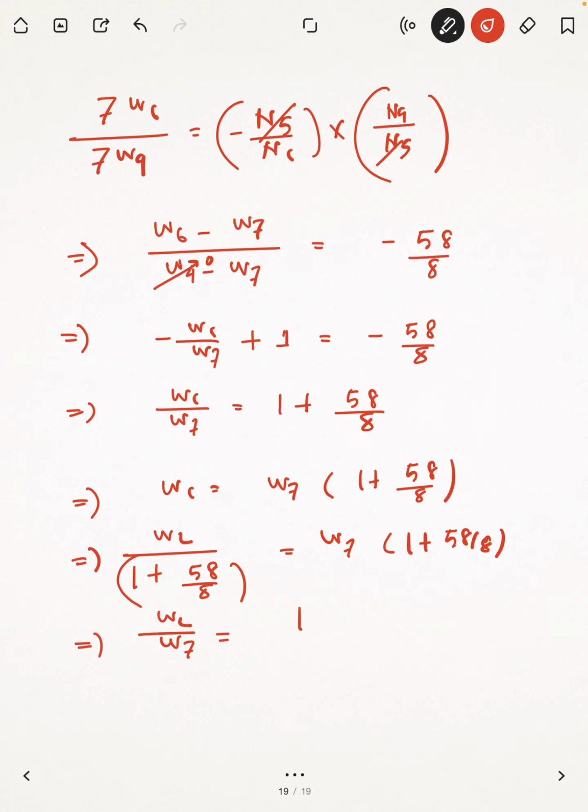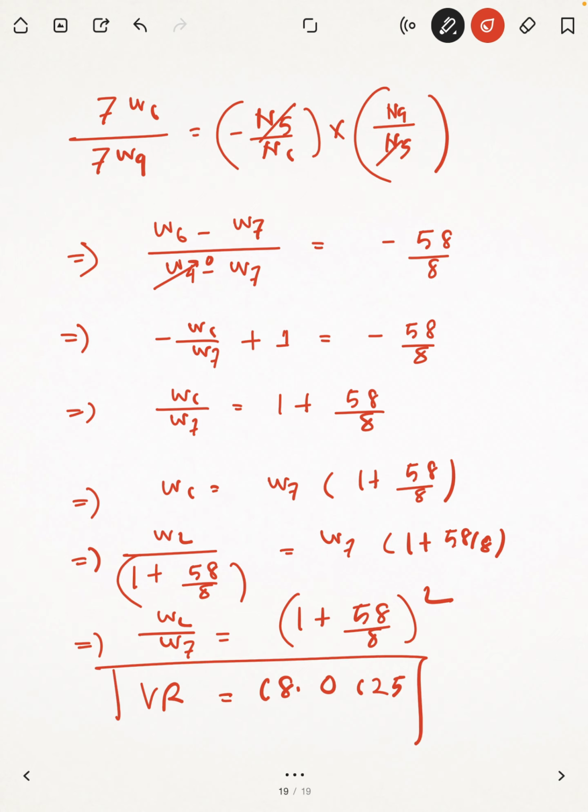Omega 2 by omega 7 is basically 1 plus 58 by 8, squared. So you're going to end up with the velocity ratio of 68.0625. That is the answer. So that is how you need to solve this kind of problem if the planetary gears have more than one stage. Then you have to approach it in this manner.